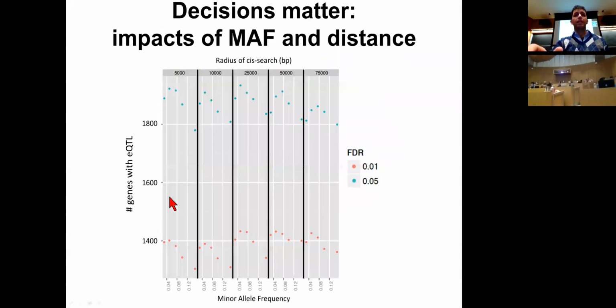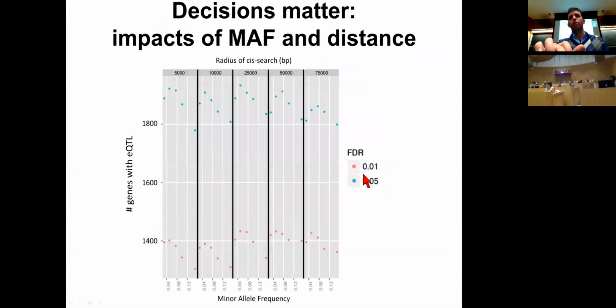Okay? So let's now study how each of these impacts our discovery power. We can ask how many genes were found to have an expression quantitative trait locus at the same discovery threshold. And the first question is basically at FDR.